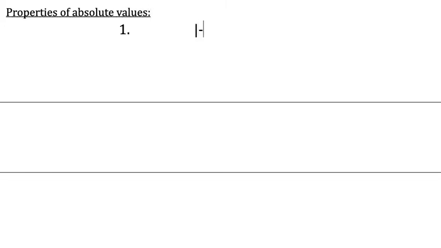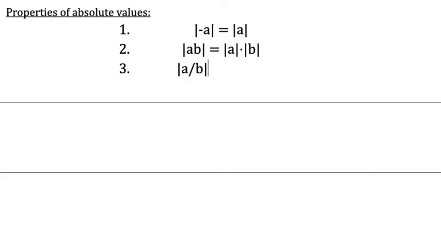The first one is that a negative value inside the bars is the same as a positive value. The second property is that the absolute value of two numbers multiplied is the same as multiplying those two absolute values. The third property states the same is true for division.